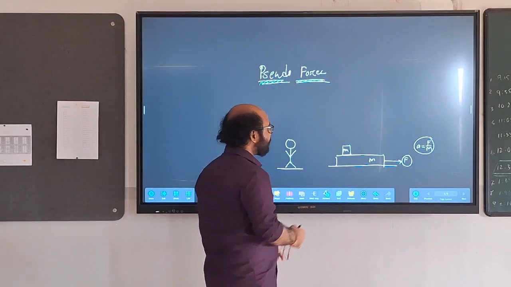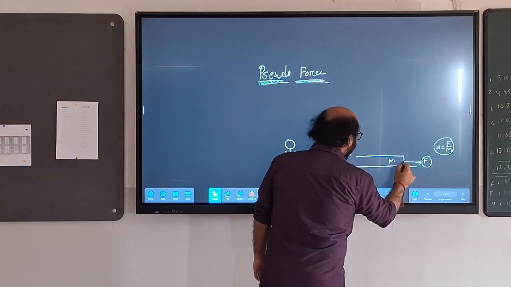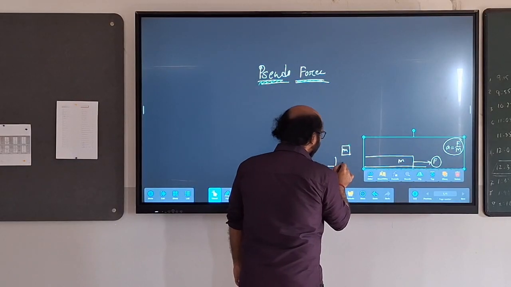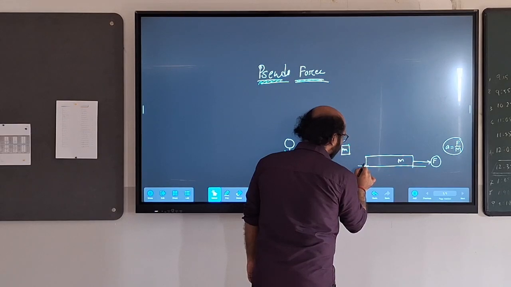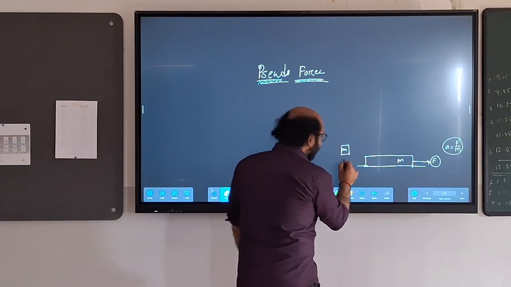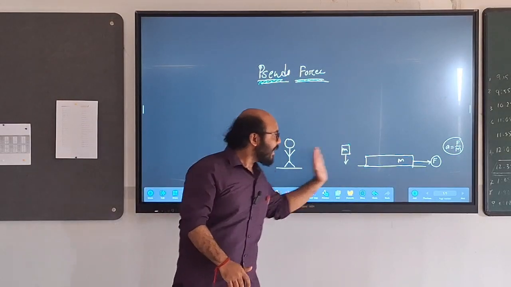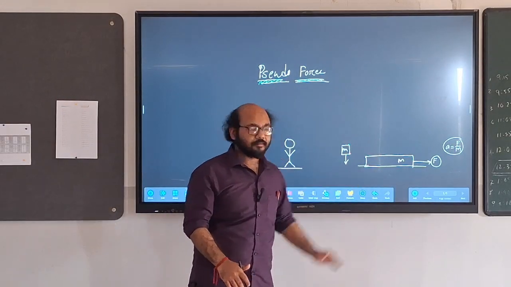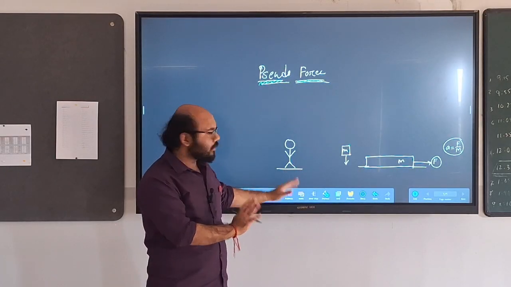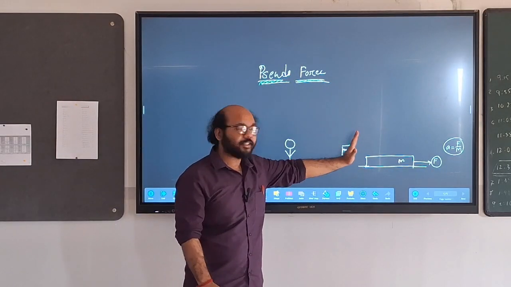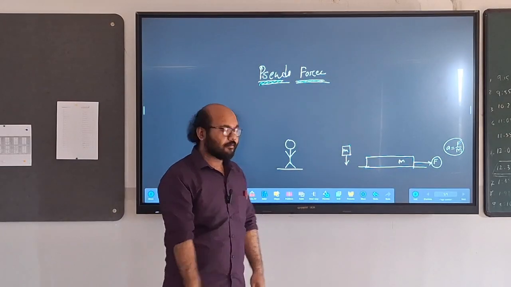So, what will happen? This slab will move forward just like this, and the smaller block will fall on the ground without making any displacement in this direction. That's quite fine. We don't have any force in this dimension, so no acceleration, no displacement.